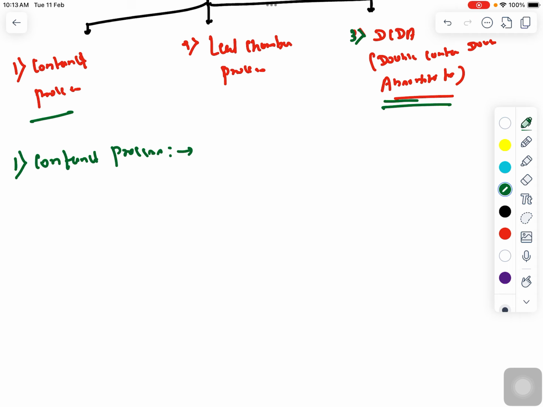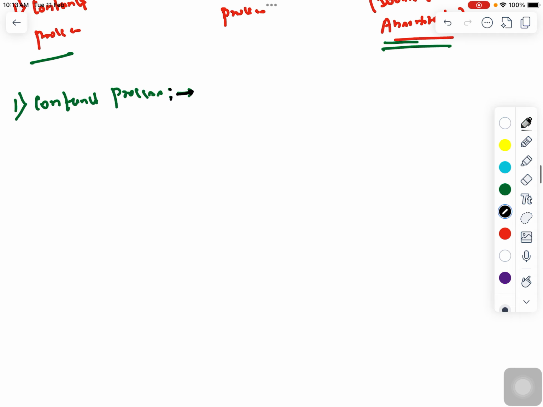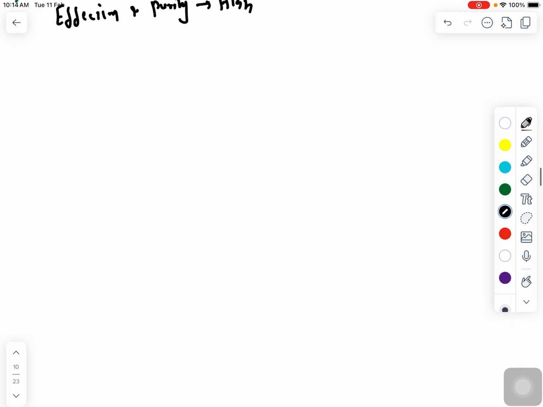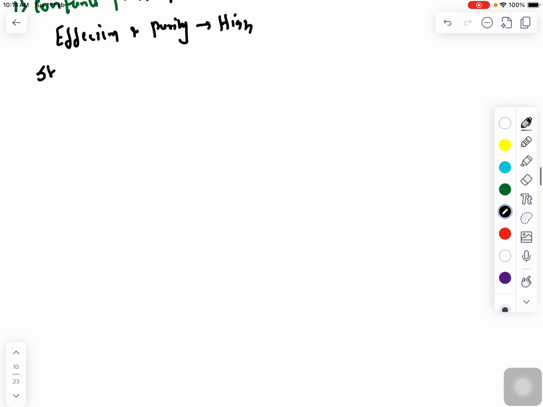Since this is a revision series, I won't be stretching the lecture. I'll try to complete it in a very small interval of time. This is the very dominant method for production of H2SO4, and the production efficiency is very high. The efficiency and purity by the contact process will be very high, right? And how does this happen? First I'll talk about the steps required here.